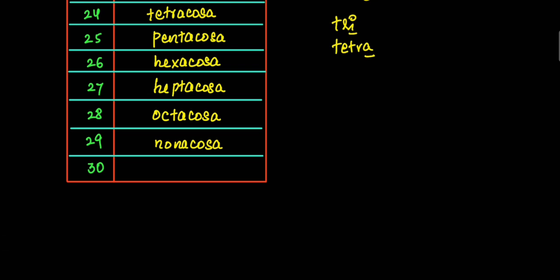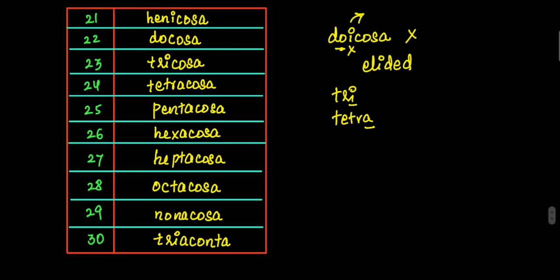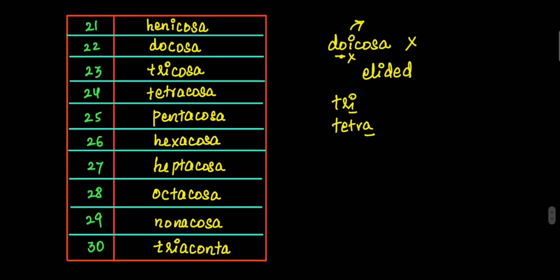When we come to 30, the naming will change. For 30, we call it triacont or triaconta. So a 30 carbon chain, a simple alkane, we call it triacontane. Let us pronounce it again from 21 till 30. Henicosa, docosa, tricosa, tetracosa, pentacosa, hexacosa, heptacosa, octacosa, nonacosa, and triaconta.